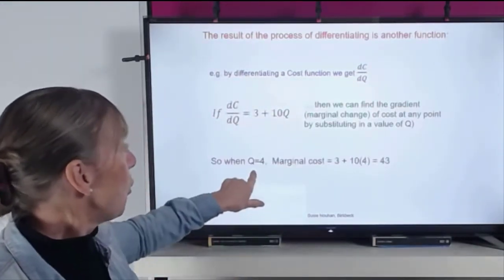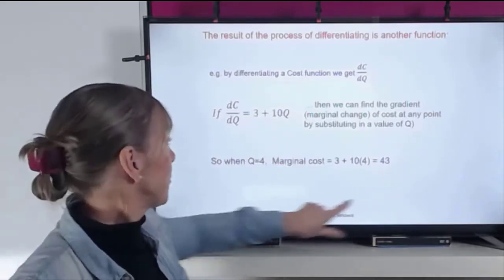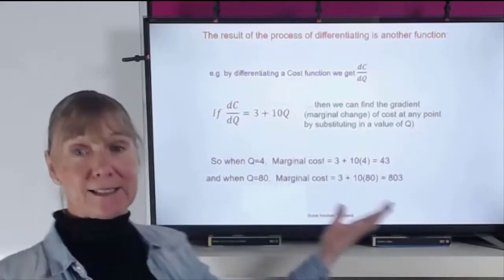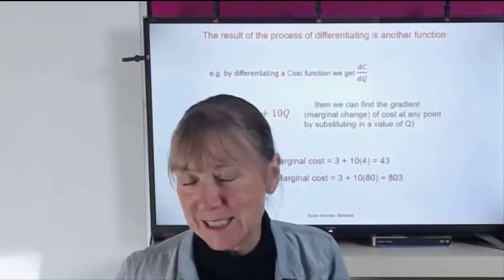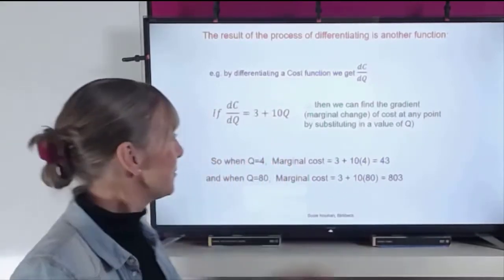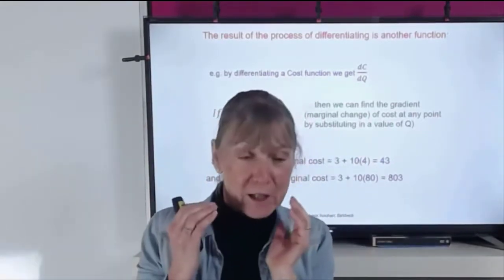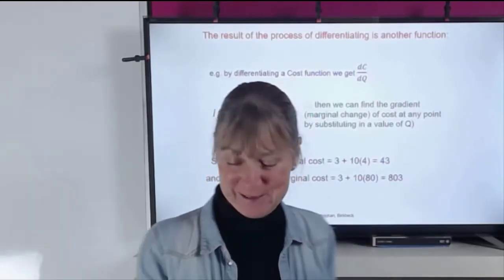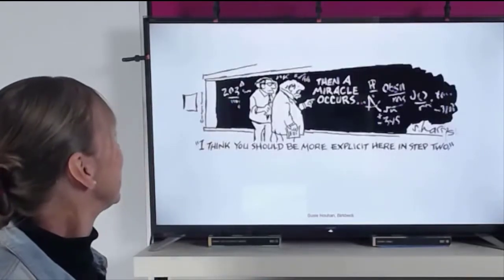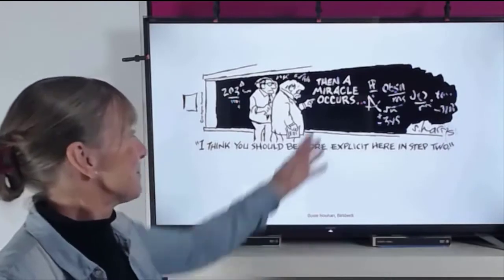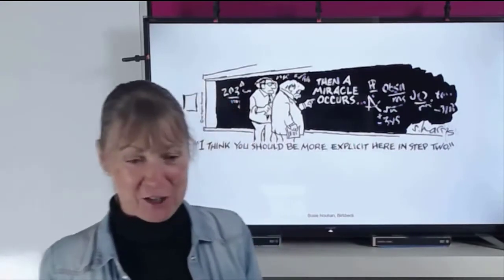So when Q is 4, say, marginal cost is going to be 3 plus 10 times 4, which will be 43. But when Q is 80, it can still tell us the answer. Marginal cost will be 3 plus 10 times 80, so in total, 803. So you see, it's a sort of surgical precision. We can ask for the marginal cost at any point on that curve. How cool is that? And it just seemed a bit like a miracle. Yeah, that's exactly what differentiation feels like. But you'll see that the actual mechanism of differentiating is very, very easy.